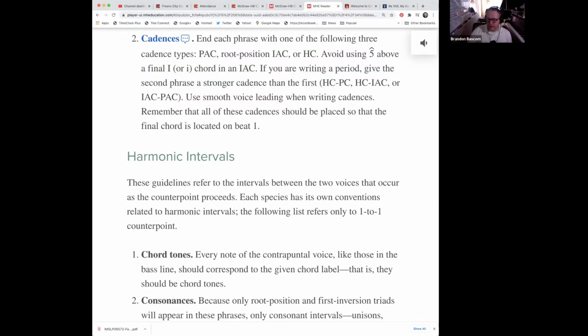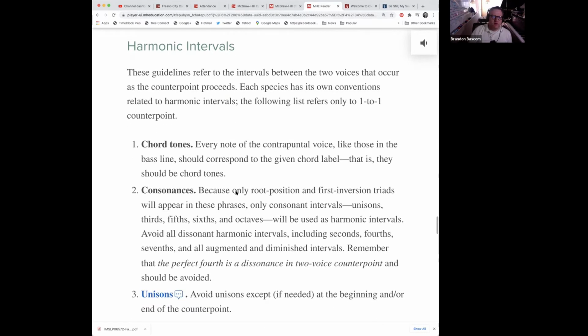Harmonic intervals. These guidelines refer to the intervals between the 2 inner voices that occur as the counterpoint proceeds. Each species has its own conventions related to harmonic intervals. The following list refers only to one-to-one counterpoint. Here's another duh for you. Chord tones. Use chord tones. Don't use tones that don't belong to the chord.